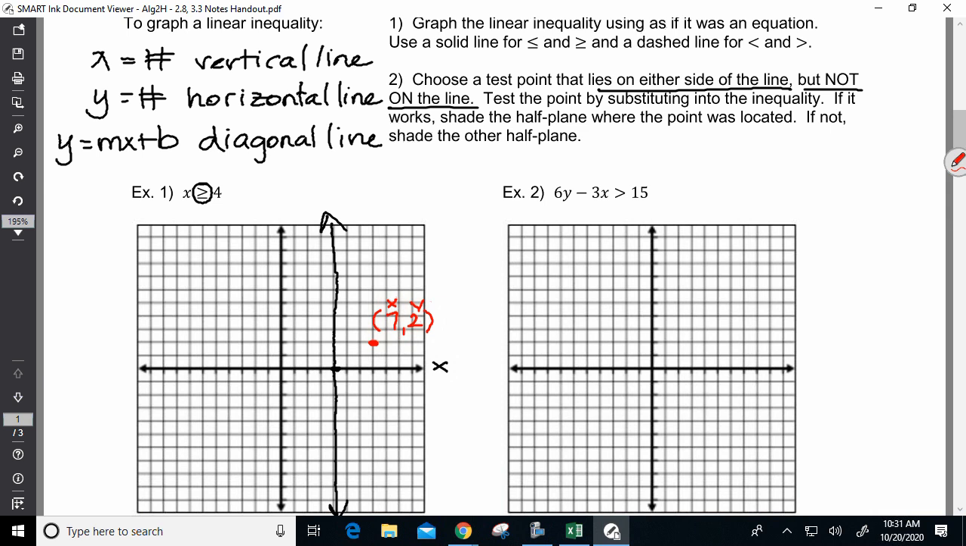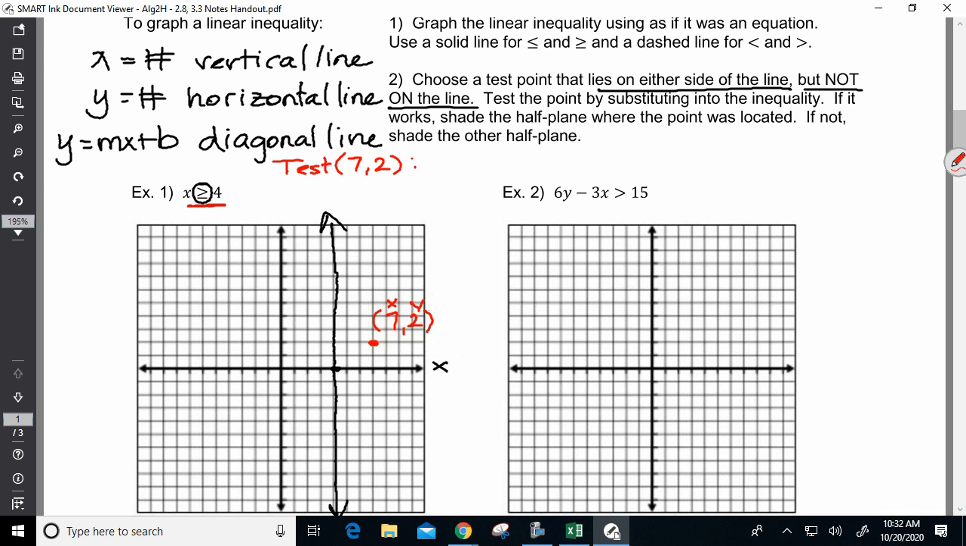We're going to take those numbers and plug them into the problem that we had and see if it works. If it works, this is where we shade. You can pick any point on any side of the line, as long as it's not on the line. Pick any side you want. So now we're going to plug the point in, and we're going to see if it works. So we're going to test 7, comma 2.